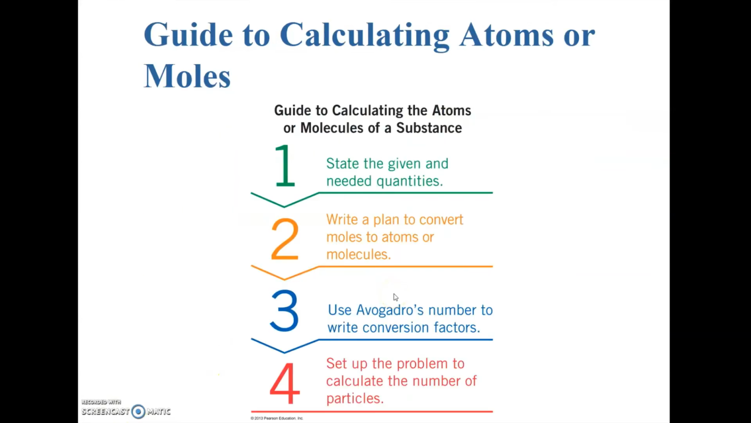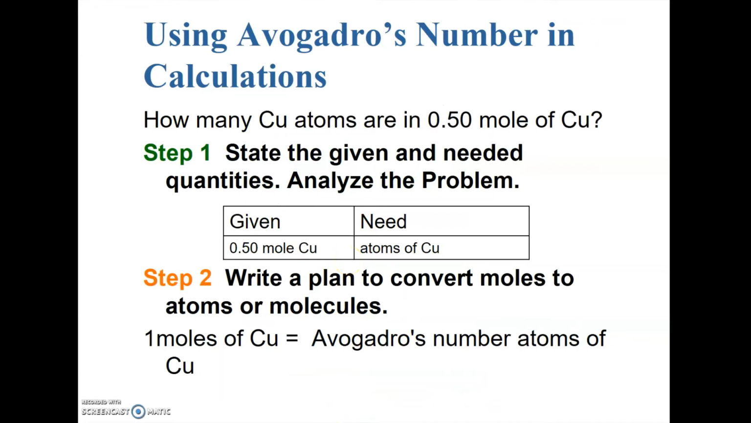Now, since we know what 1 mole is, we're going to use that knowledge to write a plan to convert moles to atoms or molecules: use Avogadro's number to write conversion factors, and set up the problem to calculate the number of particles. In this problem, we are trying to find the number of copper atoms in 0.50 mole of copper.